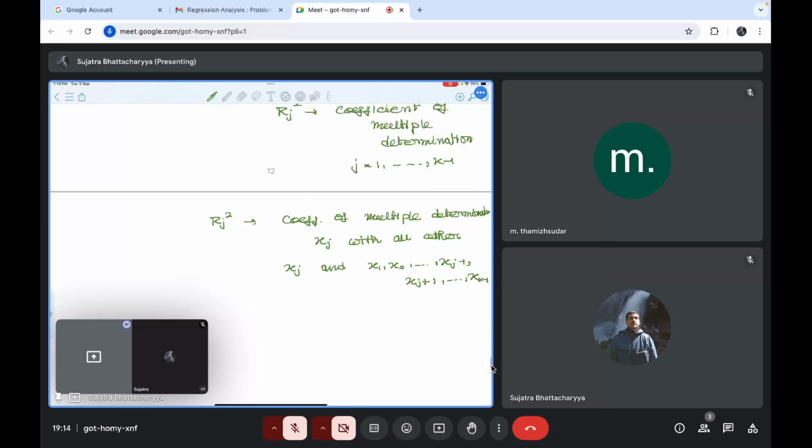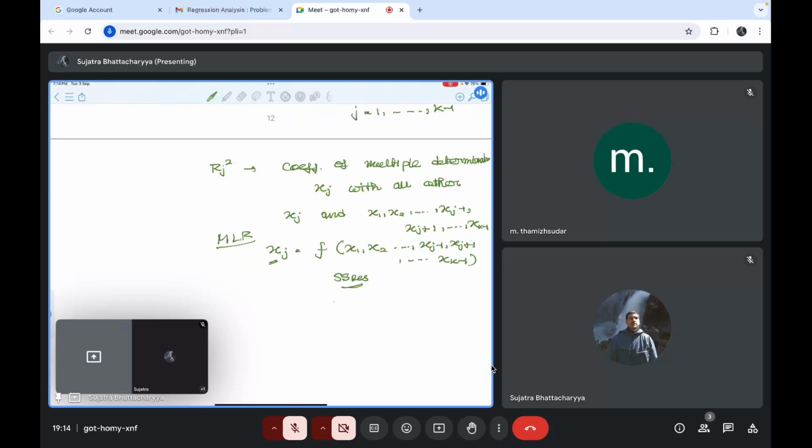So you have to make a model where xj is a function of x1, up to xj minus 1, xj plus 1, up to xk minus 1, a multiple linear regression model only. You fit a model with this as the response and all others as regressor variables. Calculate the SS residual for that model, and the definition is SS residual divided by SS total. That's all. This is how you will calculate it.